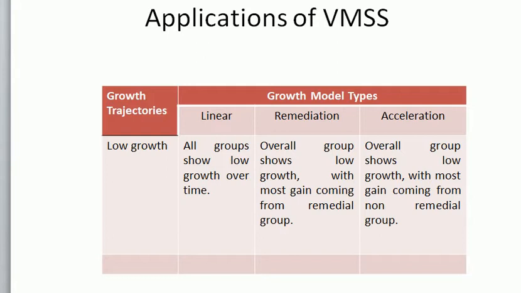Growth trajectories. Low growth. Linear: all groups show low growth over time. Remediation: overall group shows low growth with most gain coming from remedial groups. In the acceleration approach, overall group shows low growth rate with most gain coming from non-remedial groups.